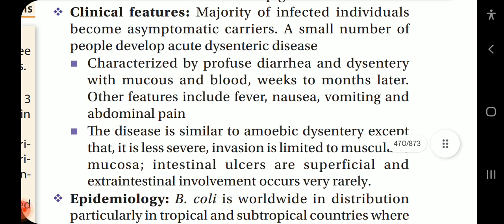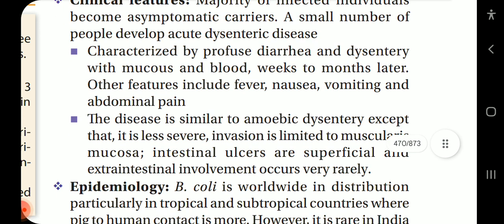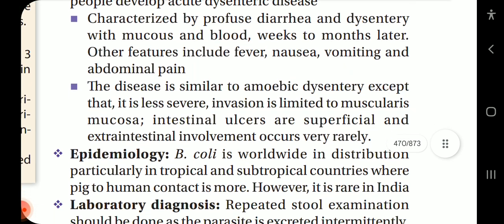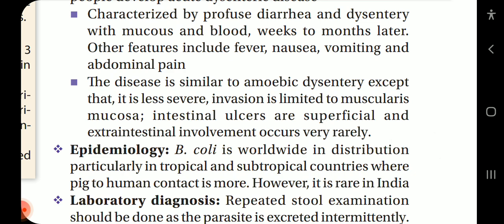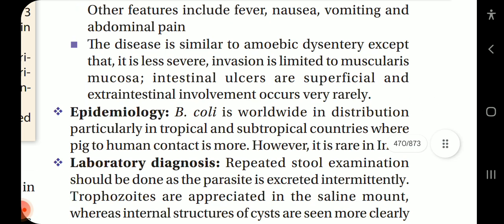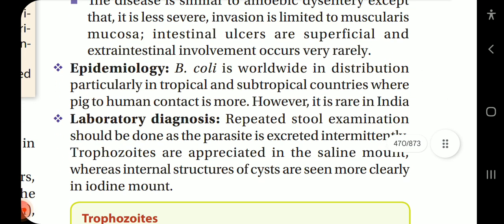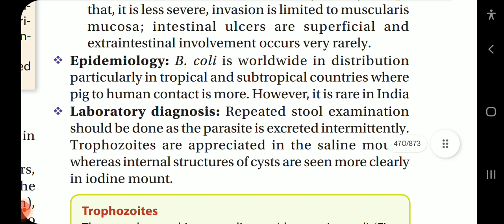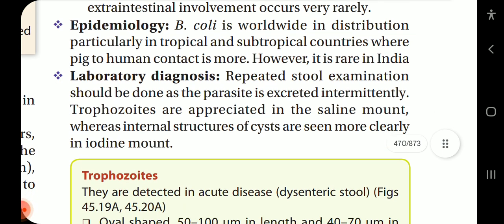Clinical features: the majority of infected individuals become asymptomatic carriers. A small number of people develop acute dysenteric disease, characterized by profuse diarrhea and dysentery with mucus and blood, weeks to months later. Other features include fever, nausea, vomiting, and abdominal pain. The disease is similar to amoebic dysentery except that it is less severe. Invasion is limited to the muscularis mucosa. Intestinal ulcers are superficial, and extraintestinal involvement occurs very rarely.